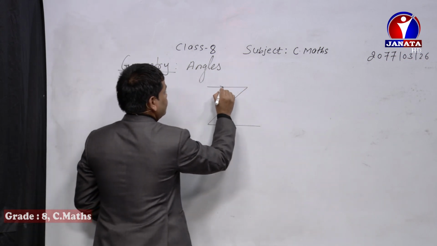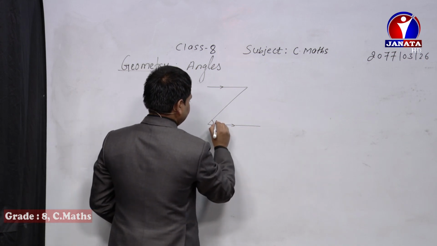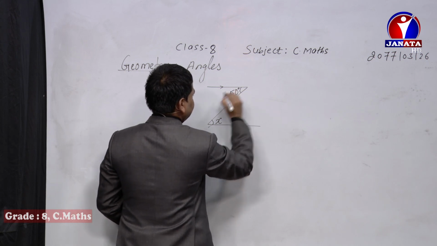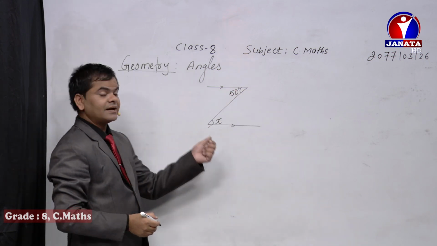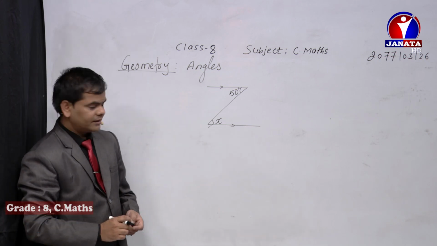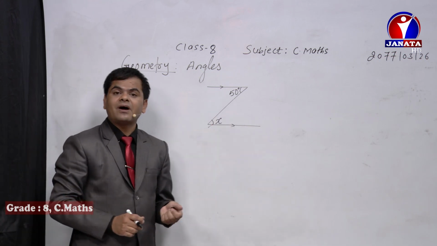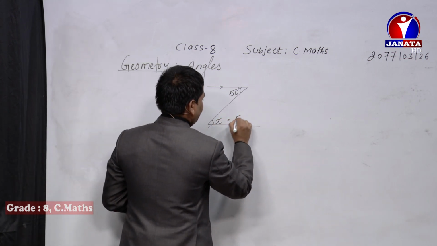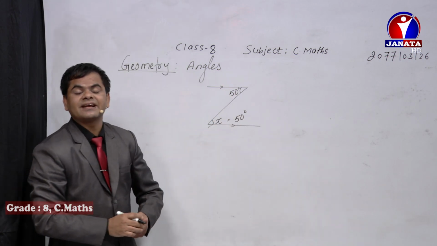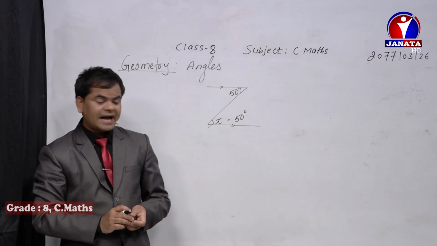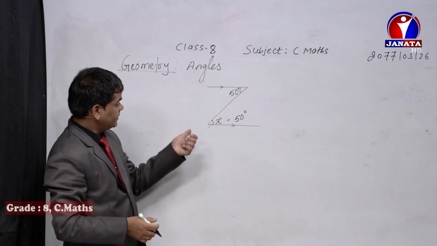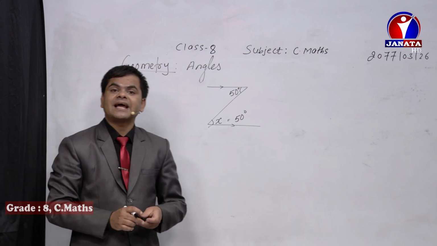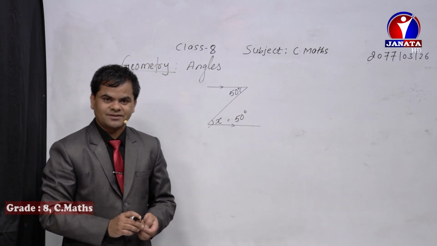If these two lines are parallel to each other, and here is mentioned x and here is 50 degree, then the question may ask you to find the unknown measure of the angle. That means, if the value of x should be found here, then what will it be? It will be 50 degree. But what relation is this? This is the relationship of interior alternate angles. We just learned that the relationship between alternate angles is always equal.